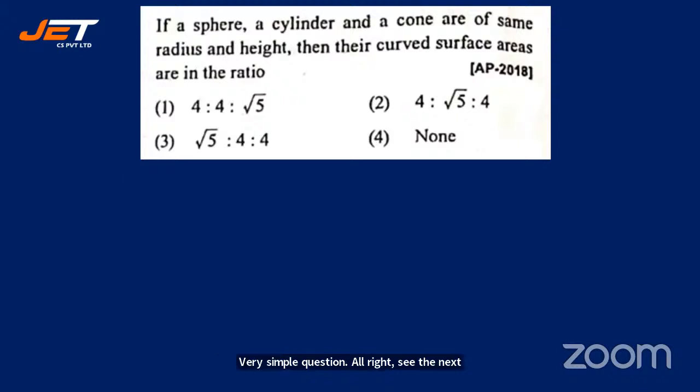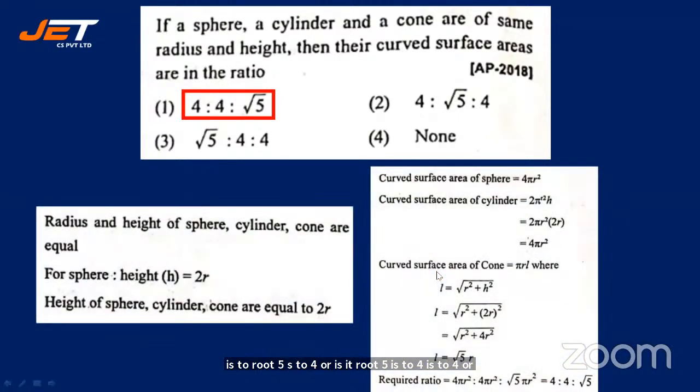If a sphere, a cylinder and a cone are of same radius and height, then their curved surface areas. So what would be the curved surface areas? Is it 4:4:5? Or is it 4:5:4? Or is it √5:4:4? Or is it none? All right, so let me give you the answer because I need to explain this. The answer is 4:4:5. How?